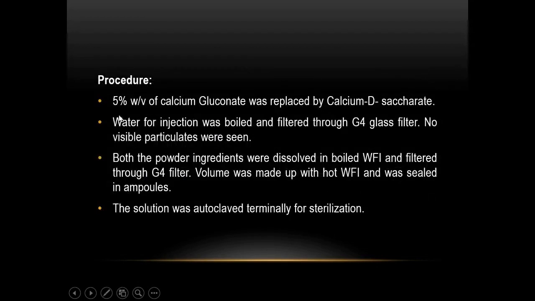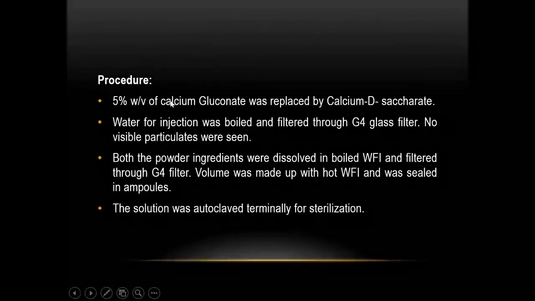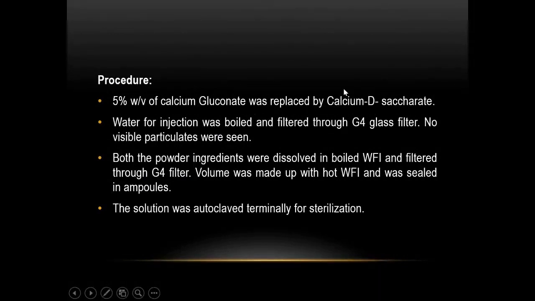Procedure: first, 5% of calcium gluconate is replaced by the calcium disaccharide. First, you have to calculate the quantities of calcium gluconate and calcium disaccharide. Once both of these ingredients are ready, then boil the water for injection first and filter through a G4 filter, so that no visible particle is visible. And both powder ingredients are then dissolved in boiling water for injection.